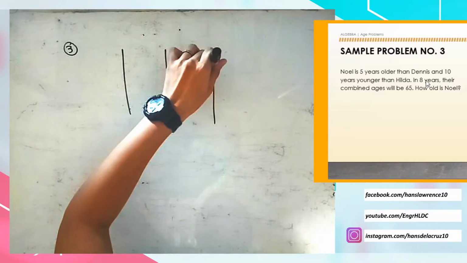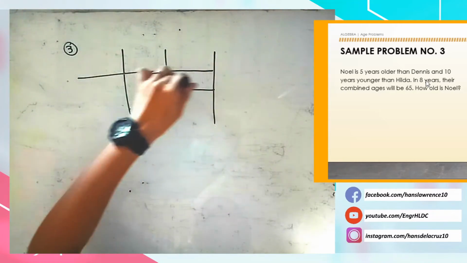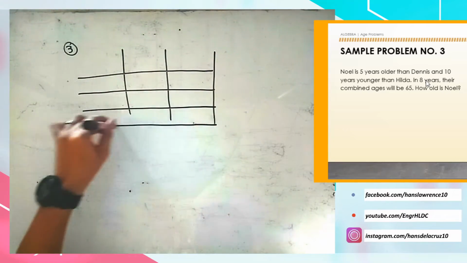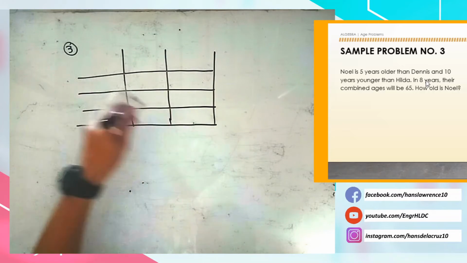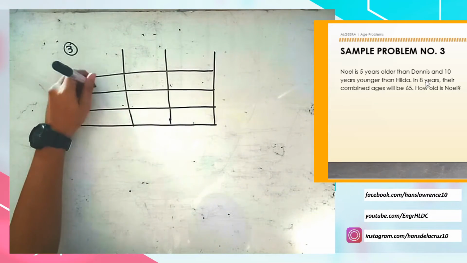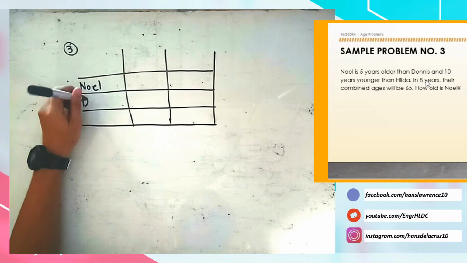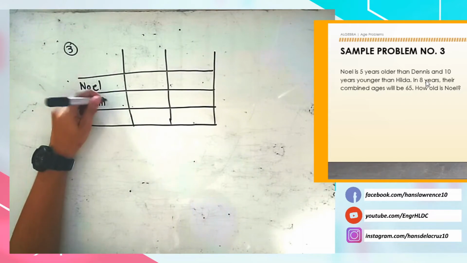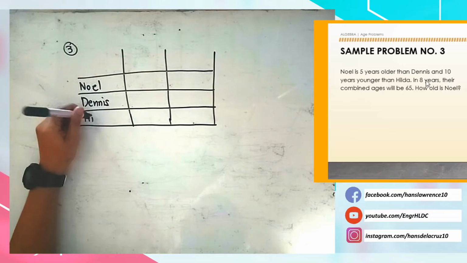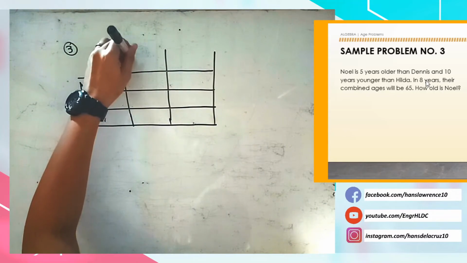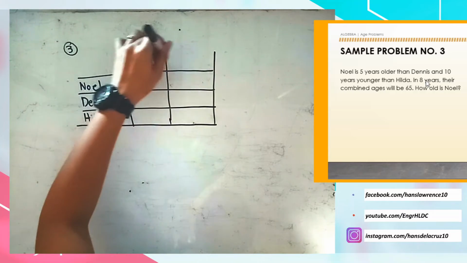And then, meron tayong 3 characters. So, lagay tayo ng 3 rows dito sa baba. Okay, so anong character natin? Si Noel. Sino pa? Si Dennis. And then si Hilda. Okay, so meron tayong present, future.